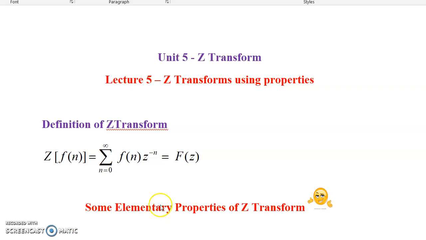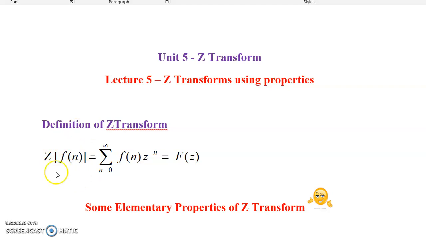Welcome to this lecture. Till last class we had seen how to evaluate Z transforms for simple basic functions. In this lecture we are going to see how to evaluate Z transforms for quite complicated functions using specific properties of the Z transform. So this is the definition of Z transform as we had already seen in previous lectures.